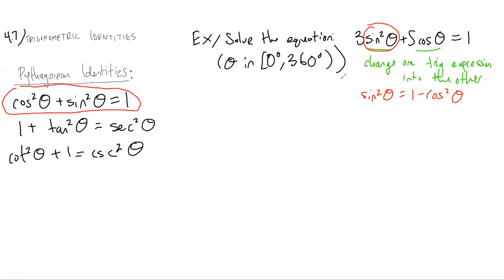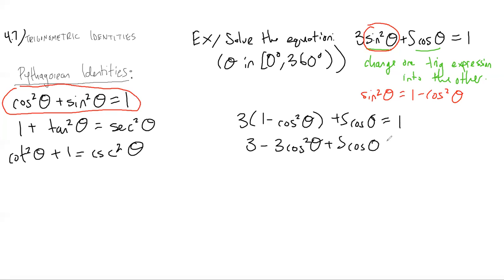And if I plug that in, then my equation's all cosines. So I get 3 times 1 minus cos squared theta plus 5 cos theta equals 1. And then I'll just clean this up. 3 minus 3 cos squared theta plus 5 cos theta equals 1. And then I'm going to move everything over to the right so that my cos squared term is positive. So minus 5 cos theta and then minus 2.